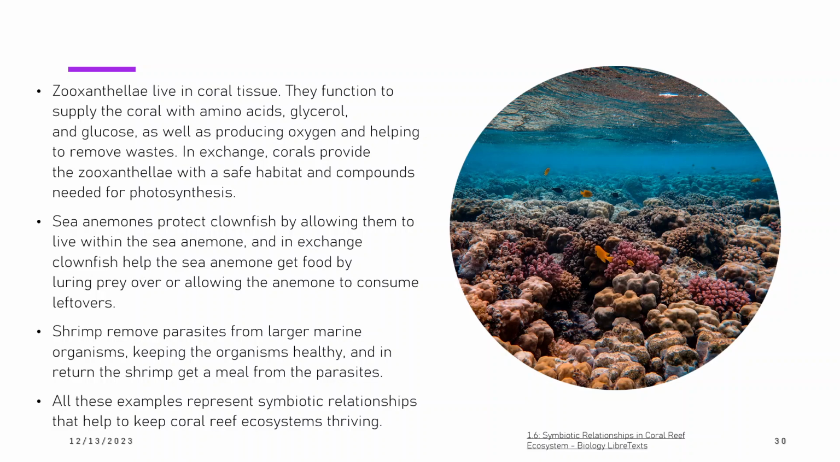Sea anemones protect clownfish by allowing them to live within the sea anemone, and in exchange, clownfish help the sea anemone get food by luring prey over or allowing the anemone to consume leftovers. Shrimp remove parasites from larger marine organisms, keeping the organisms healthy, and in return, the shrimp get a meal from the parasites. All these examples represent symbiotic relationships that help to keep coral reef ecosystems thriving.